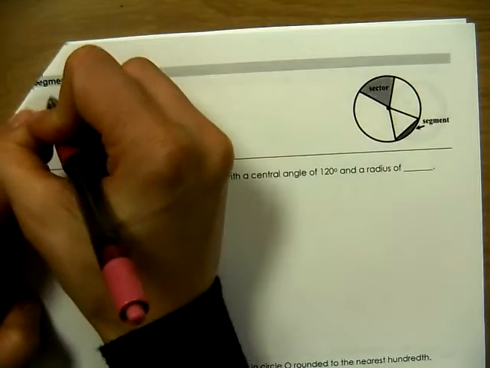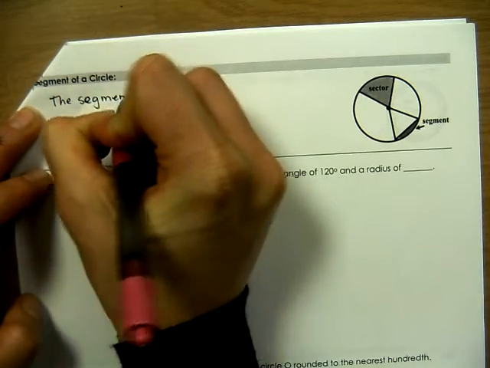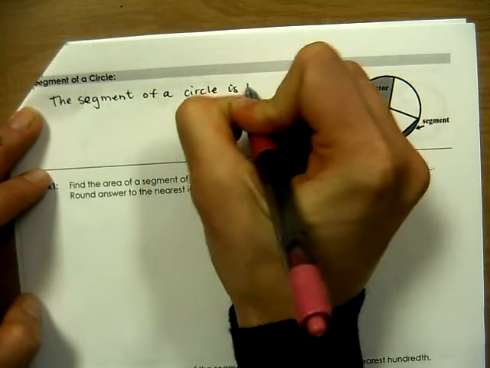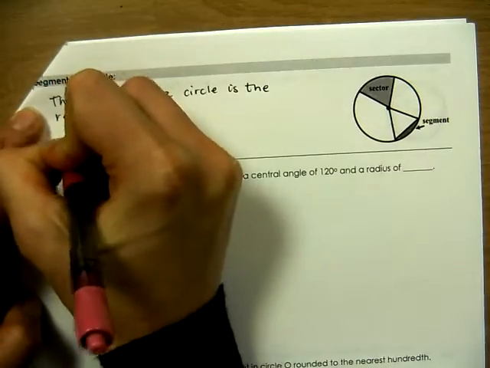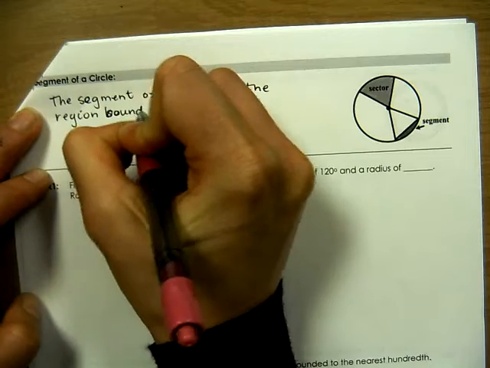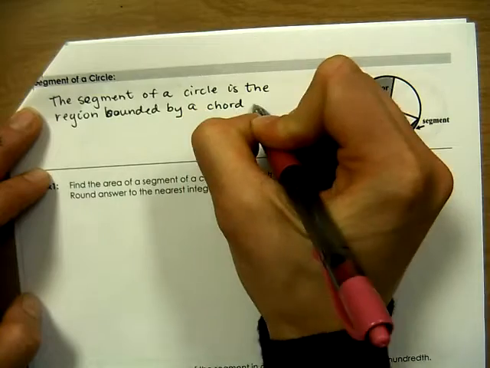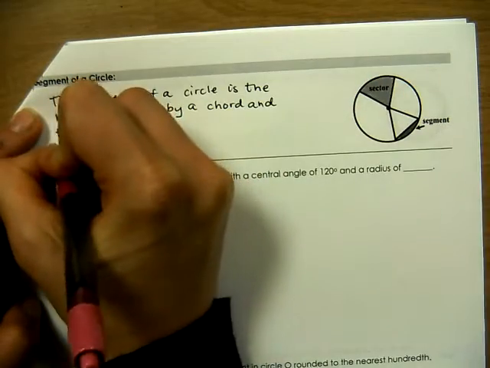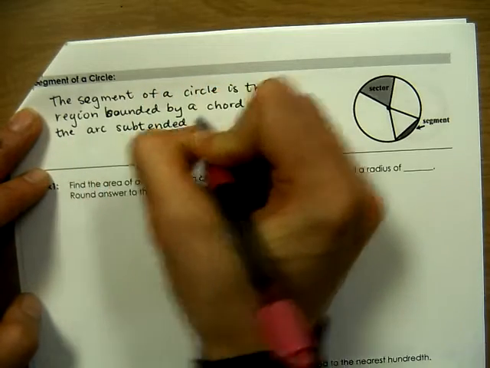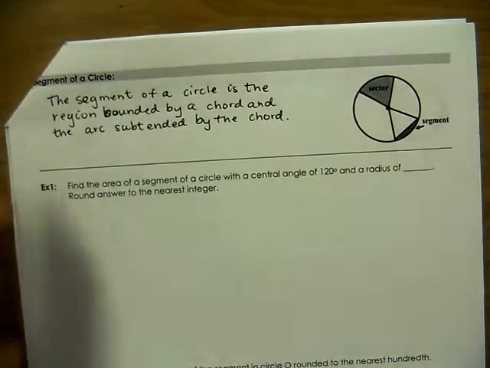So a segment of a circle is the region bounded by a chord and the arc subtended by the chord. Let's talk about what that means.